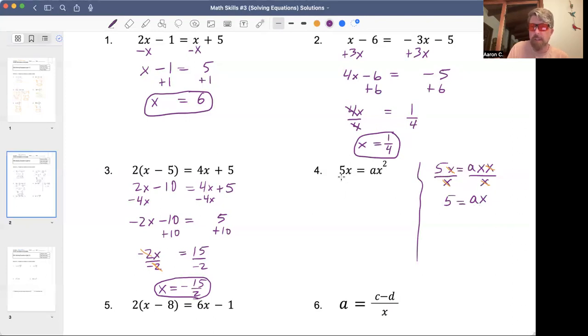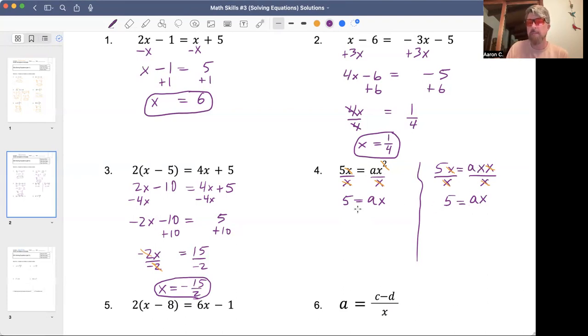We could have also done it just like this. Divide by x. Divide by x. And another way to write this is we could say, okay, x over x is 1. And we could cancel out this x with one of those x's. So it just gets rid of the squared. And then we have 5 on the left and ax on the right. So it's the same thing either way. It's just a different way to write it. If you understand this concept well, you can just write it like this. If that's a little confusing for you, write it out as axx and do the math that way.